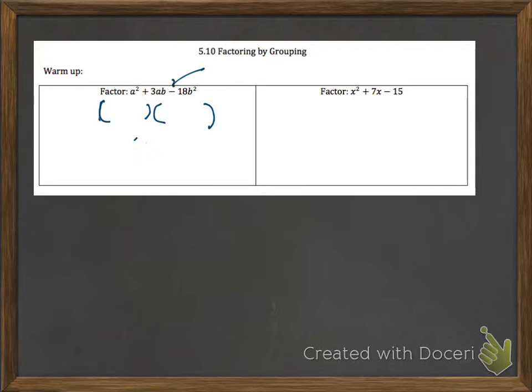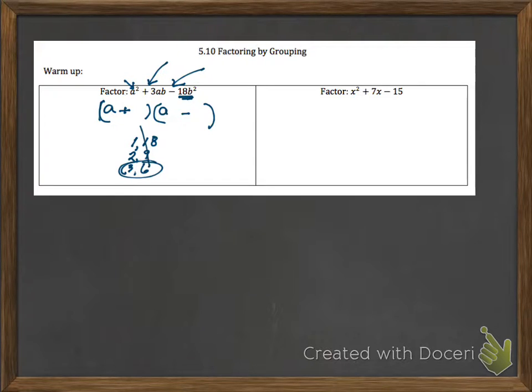Now the negative in the last term means that we want different signs in our binomials, and of course our first term we're just taking the square root of that, and the positive in the middle term means that the higher factor of 18 is the one we want to be positive. So we think through our factors of 18 and we're looking for a difference of 3, and of course not 16 there. Let's try 6. And that gives us a difference of 3.